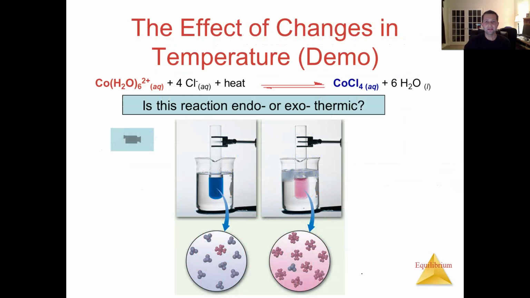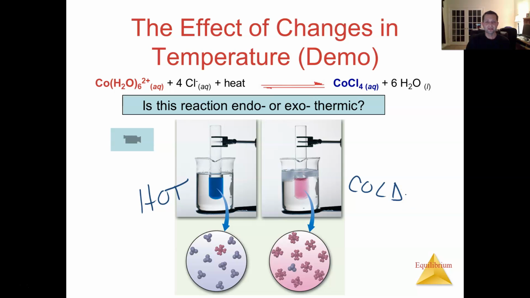The next one is a change in temperature. So I did this demo for you as we started the unit. Here's my cobalt ionic solution. You can see my cobalt chloride type solution here, CoCl4, is blue in hot water. So this is hot water over here. And in cold water, it is pink. So this is cold.